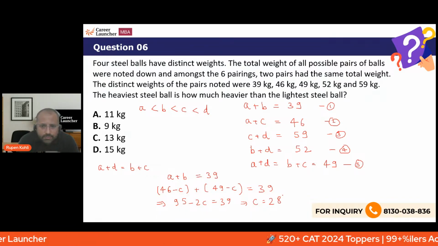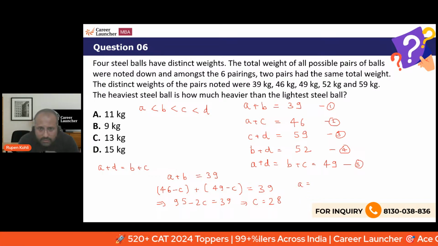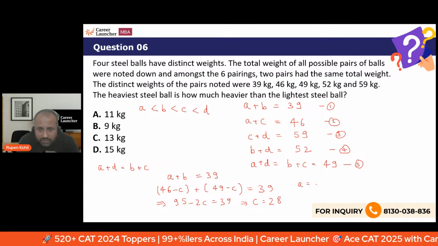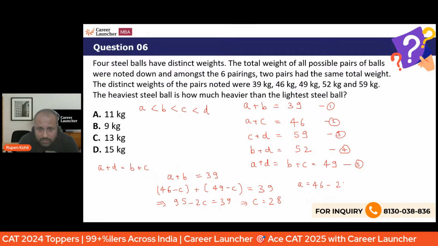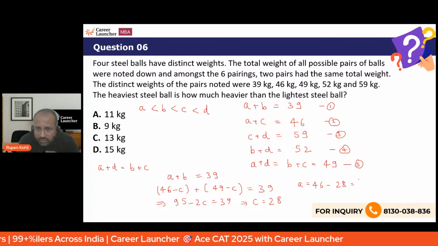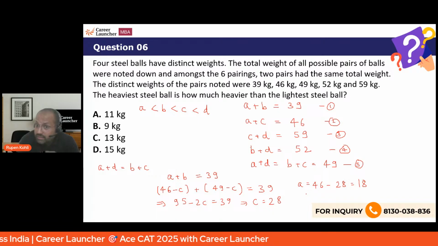Now just finishing off the problem, C is 28. So put it back anywhere. A from here is 46 minus C, which is 28. So this is 18. Lightest ball has come to be 18.